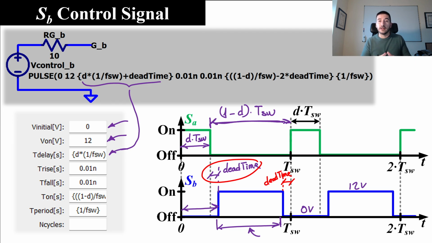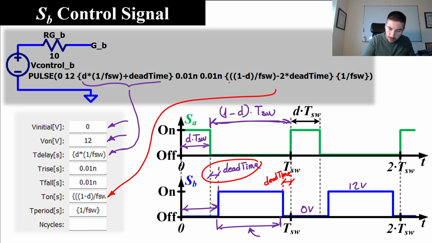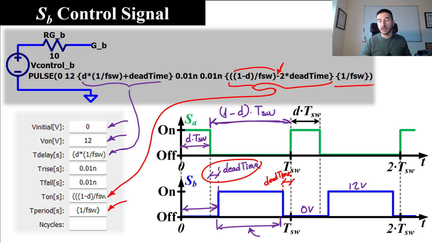In this implementation, for simplicity, we consider that both dead times have the same value. So, taking that into account, the value that we have to put here is 1 minus d times the switching period, or divided by the switching frequency, minus 2 times the dead time, because we have to consider both dead times in that part. With this we finish, because the last point is very simple, it's the period, 1 over the switching frequency.